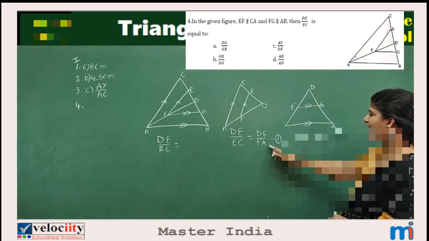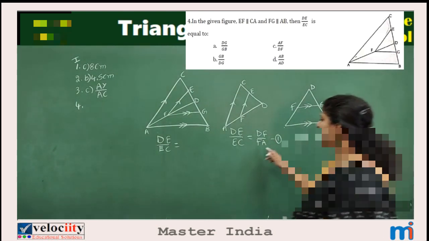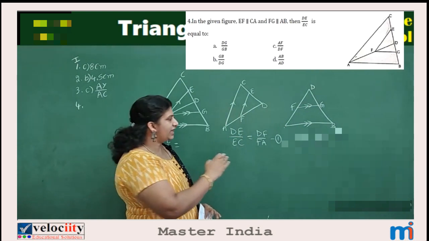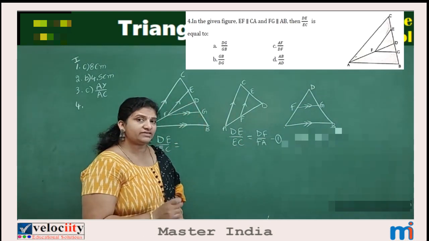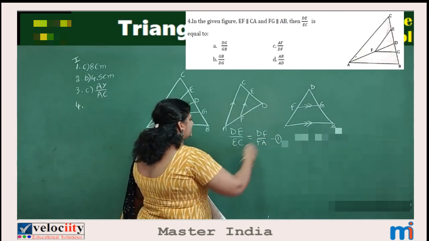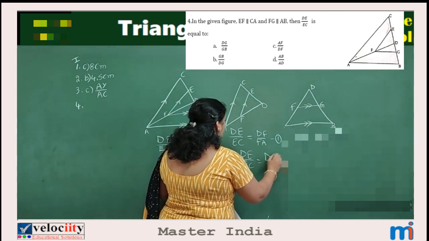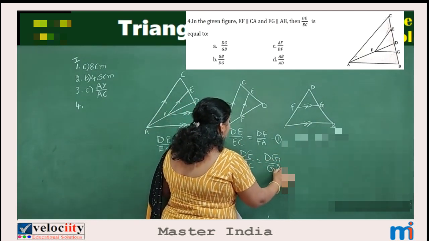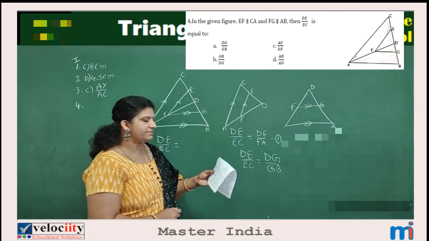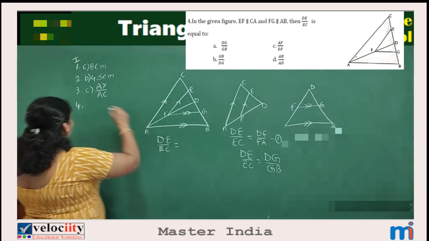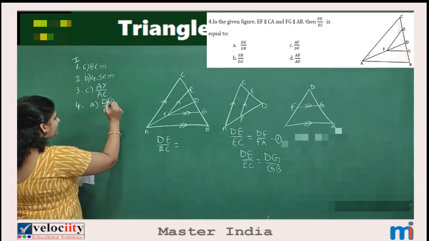Now compare these 2, this is 1 and this is 2. DE by EC equals DF by FA, and DF by FA equals DG by GB. We can see DF by FA here and here also DF by FA. By axiom, I can equate these 2. That is, DE by EC is equal to DG by GB. Right? So, where is your option? DG by GB? It is option A. DG by GB is your answer.